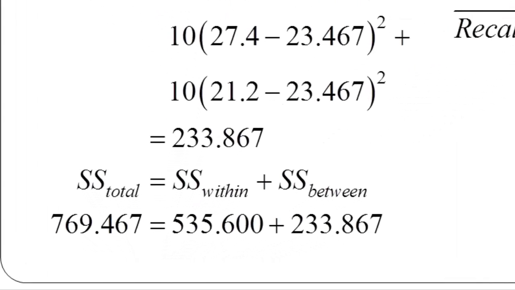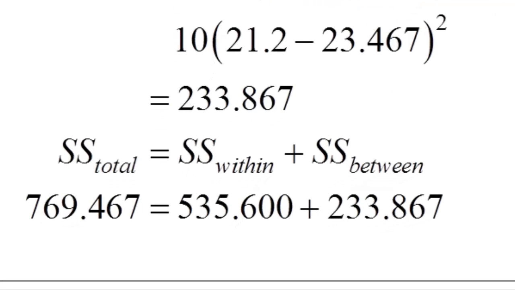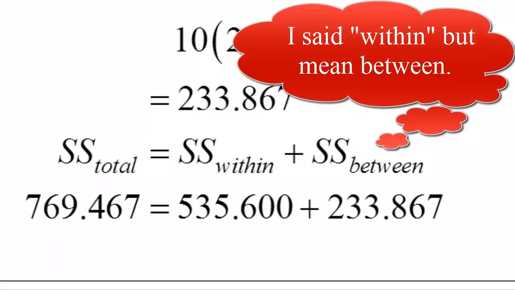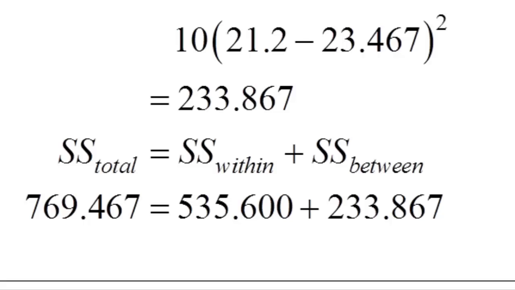So all my sums of squares are listed at the bottom. My total sum of squares from 2 slides ago is 769.467, and we know that we can decompose that variance into two pieces. The part that's due to the between group variation, the thing we just calculated for the between group sum of squares, and that's 233.867. And part of it is also the within group or error or residual part, which is the within group sum of squares, in this case 535.6.